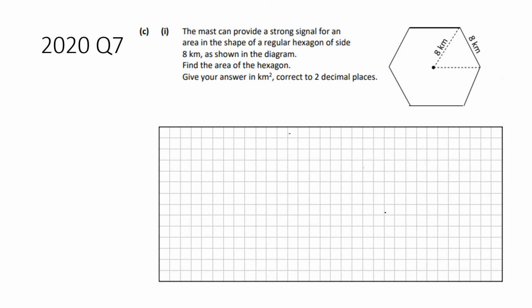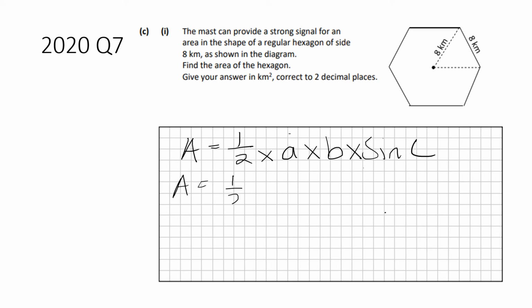So here for part C, the mast can provide a strong signal for an area in the shape of a regular hexagon of side 8 kilometers as shown in the diagram. Find the area of the hexagon shown. Give your answer in kilometers squared to two decimal places. To find the area of the triangle, it's half ab sin C. So you're going to find the area of one triangle and then multiply it by 6, and that'll give you the area of the hexagon.